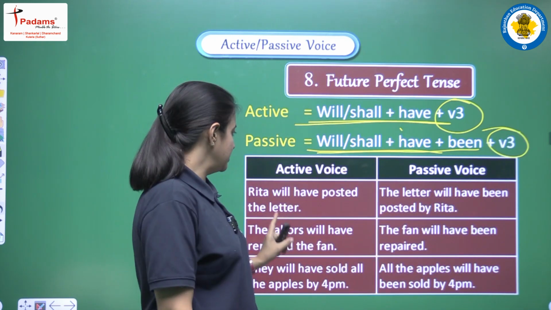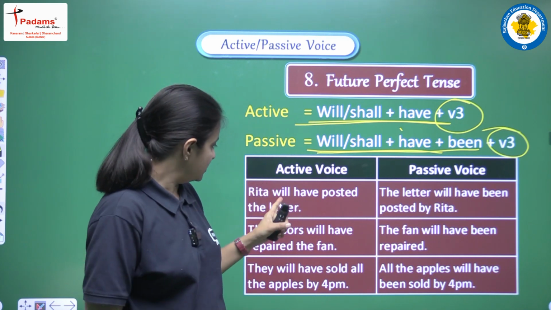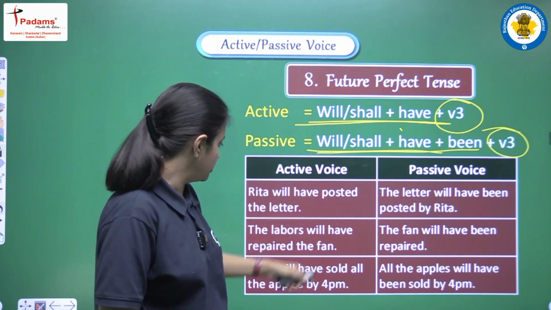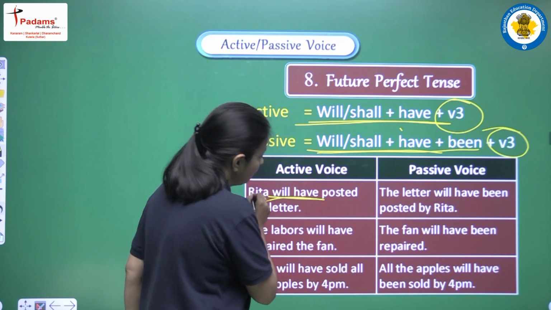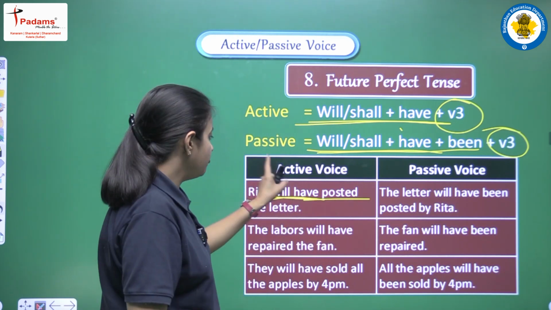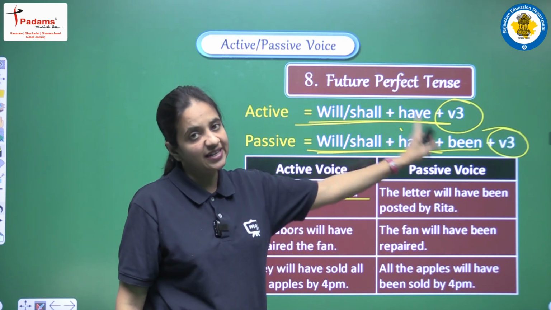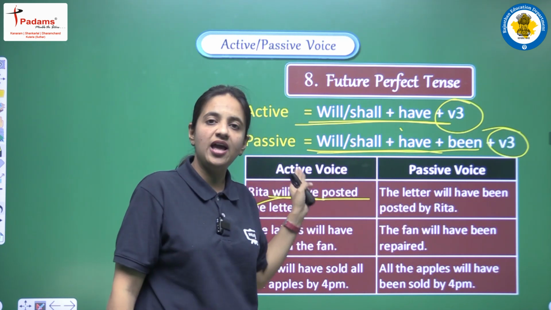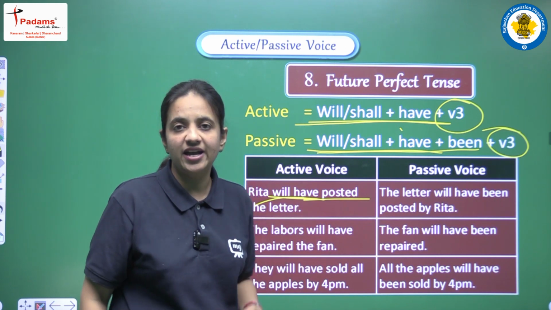Okay, so let's see some of the examples that we are having here. The first example is, Rita will have posted the letter. So will have means future perfect tense, and we are having the third form of the main verb. So if we are having future perfect, then in the passive voice along with will have or shall have we have to add been.